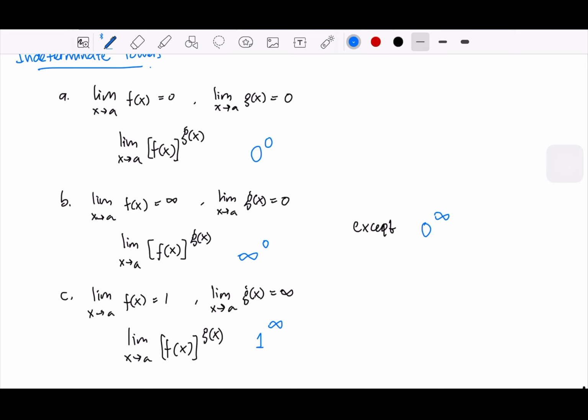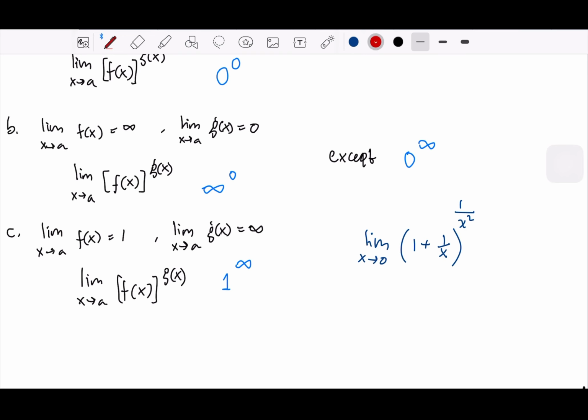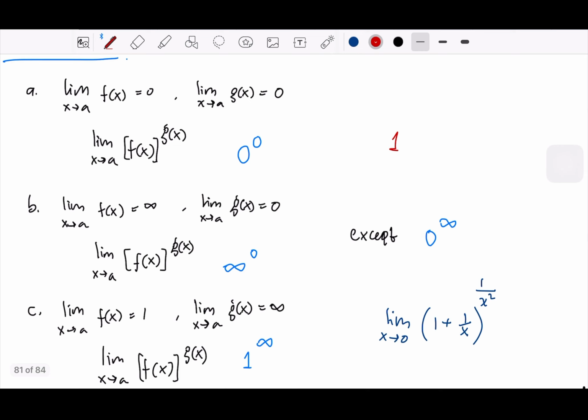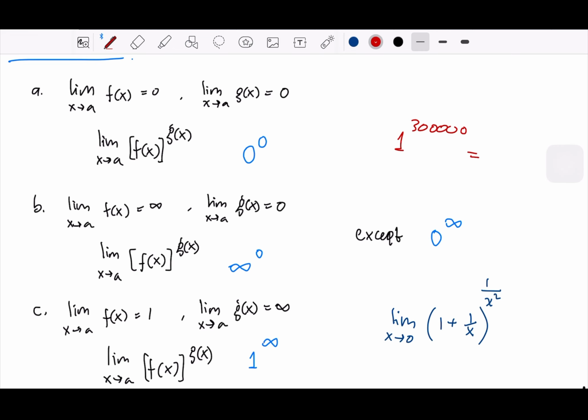If you remember, we might have questions like, for example, limit of 1 plus 1 over x, with another power of x squared, and then maybe 1 over x squared, and x is going to 0 like that. If you think carefully, this becomes what we have here. If we see 1 with power of 30,000, or maybe 300,000, what will it be equal to? Sure, it's 1.